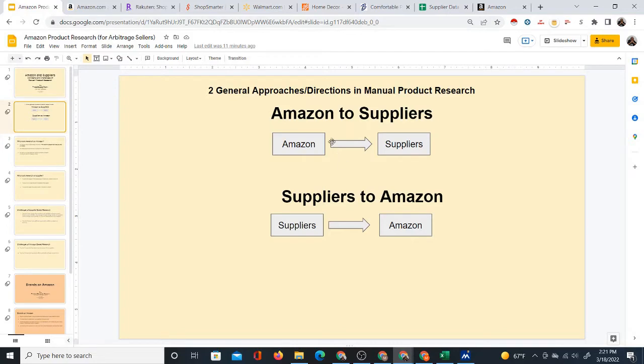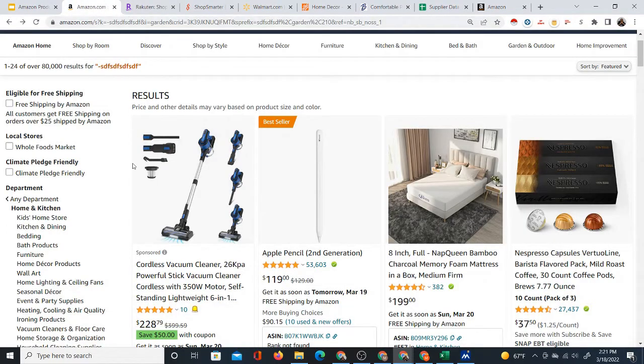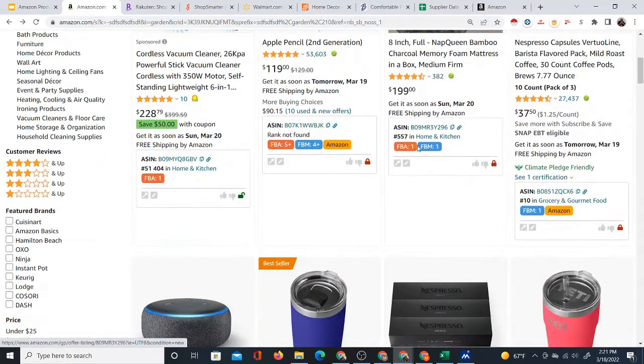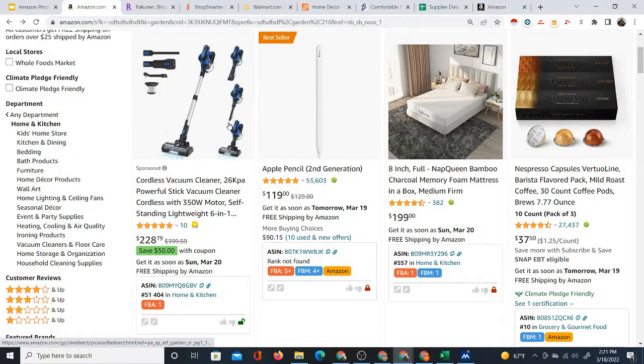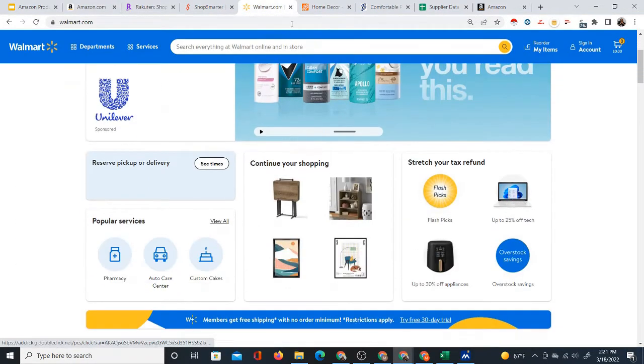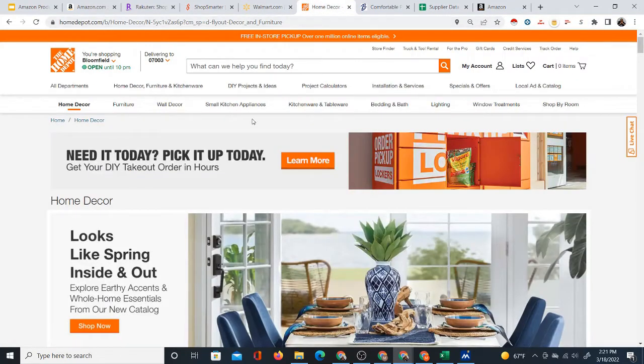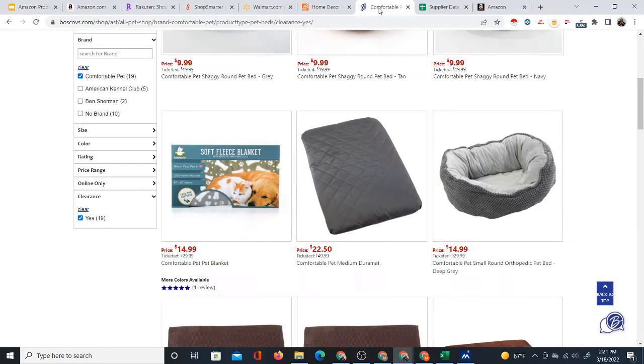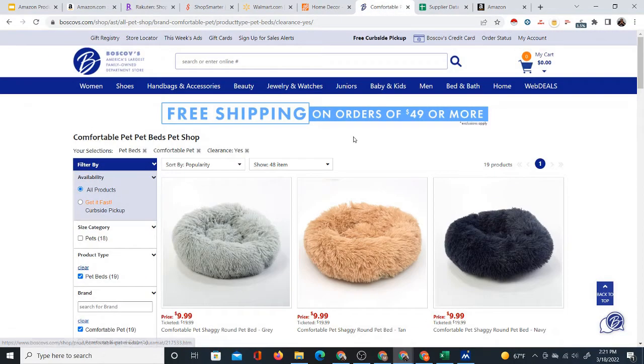So in other words, what this means is that we can start on Amazon and we can search for products on Amazon, and then we can try to source these products, as we call it, back to suppliers such as a Walmart or a Home Depot, which are kind of typical famous retail suppliers, or a more obscure retail supplier such as Boscovs.com is also a potential source for products that are on Amazon.